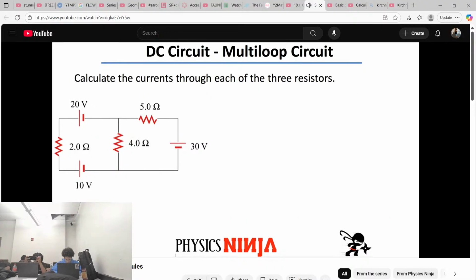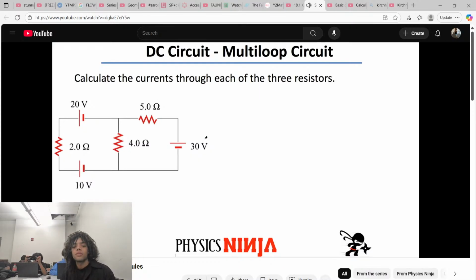So this is what we've got. We've got 3 batteries: a 20-volt battery, a 10, and a 30-volt battery. And we've got these 3 resistors here, just kind of random numbers, 2, 4, and 5 ohms. And what we want to do is find the current in each of the 3 resistors.